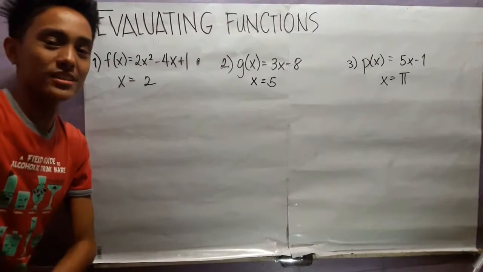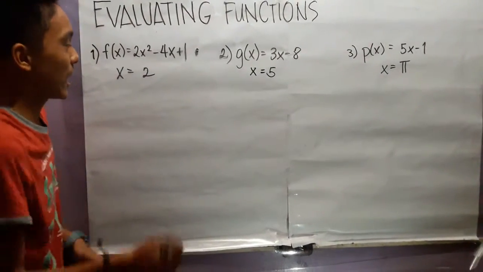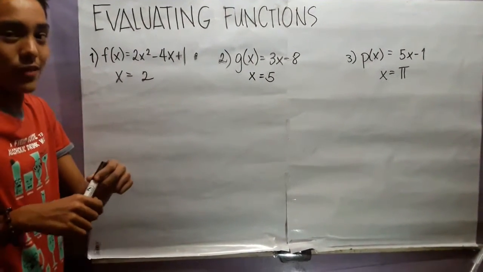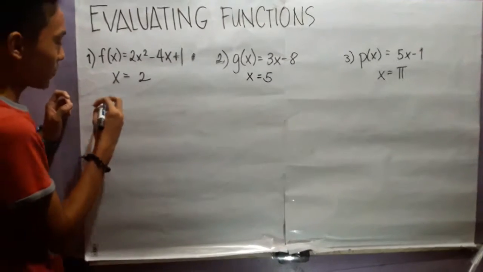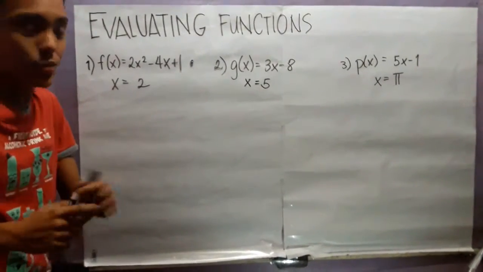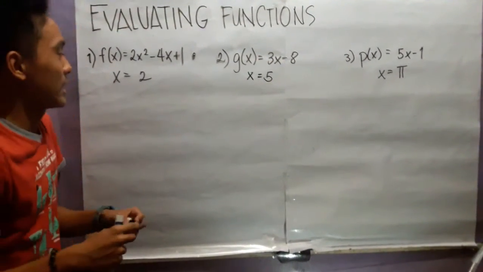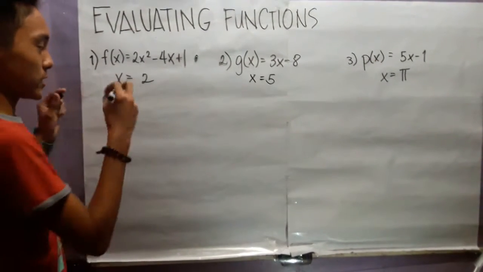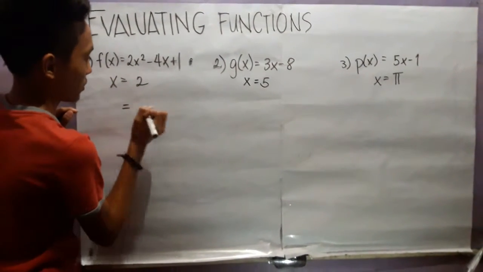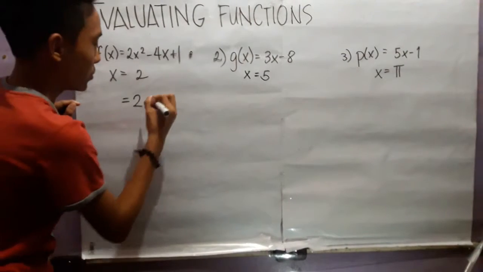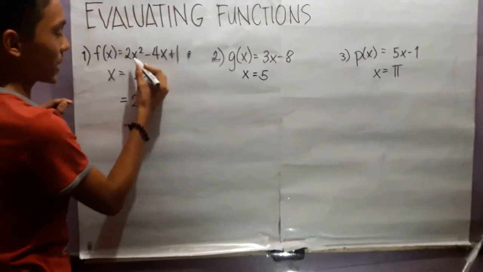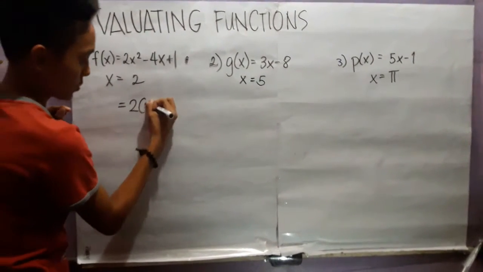Hello guys, now we're gonna study about evaluating functions. I have here some examples of evaluating functions. Number one is f of x is equals to 2x squared minus 4x plus 1. If x is equals to 2, so we're gonna substitute it in the equation. So now, the x will be substituted by 2.